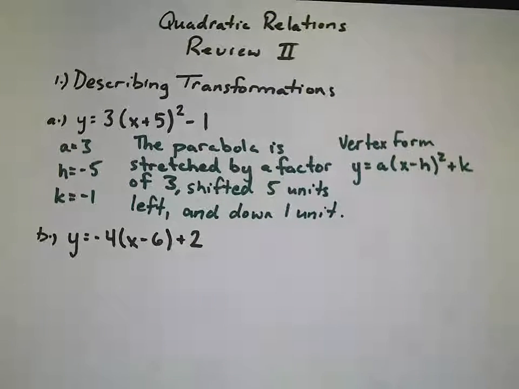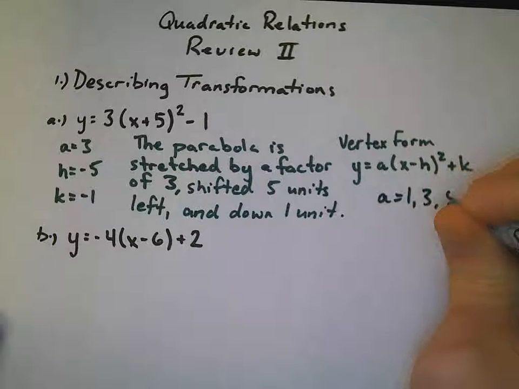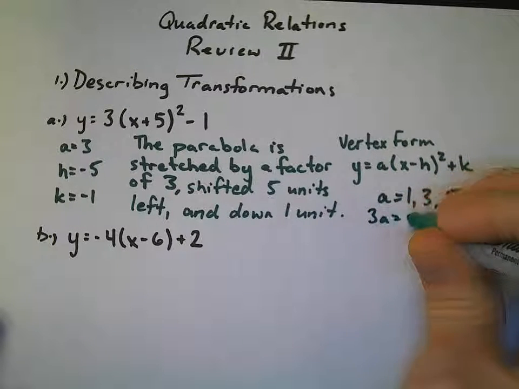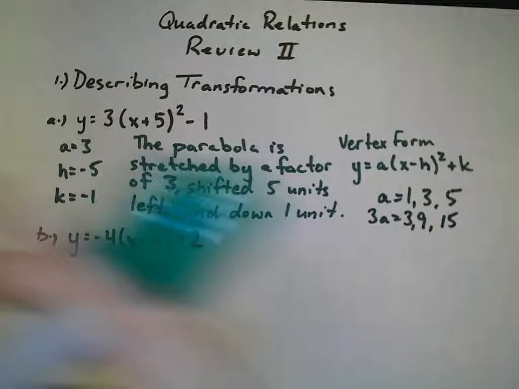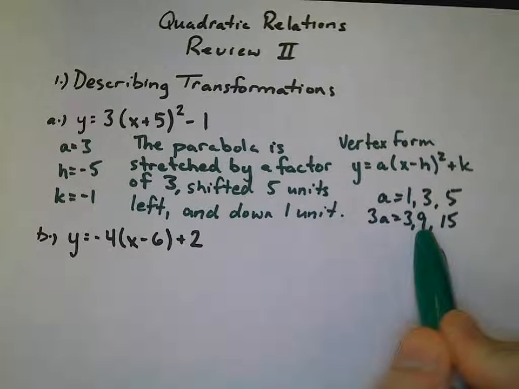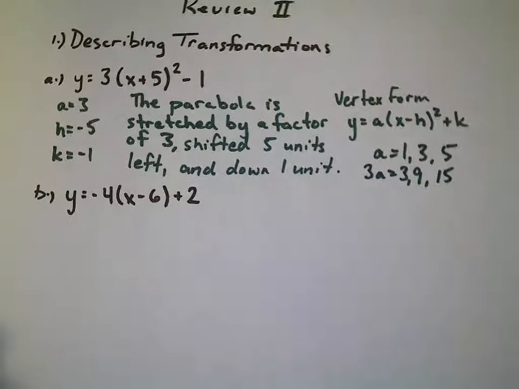And just as a side note, the a value also gives you your step property, which is usually 1, 3, 5. So 3a would be 3, 9, and 15, meaning from your vertex, you would go right 1 up 3, right 1 up 9, and then right 1 up 15. Let us look at B, where I have negative 4(x minus 6) squared plus 2.